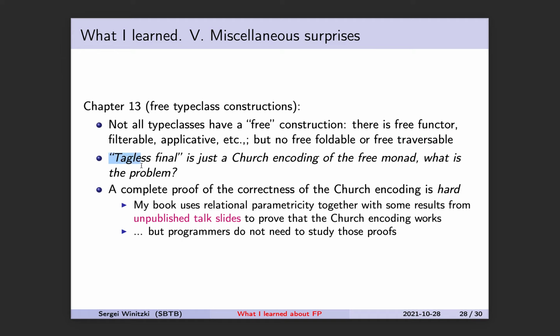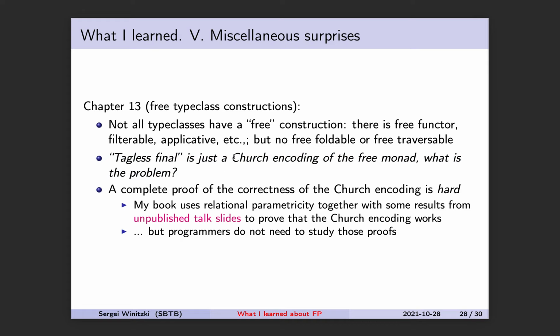So another thing I found is that the so-called tagless final, a design pattern that recently became popular, is equivalent to the free monad. It's just different code that does the same thing in a slightly different way, but it's equivalent. So if you can do something with a free monad, you can also do this with tagless final and vice versa. So a joke that you can do about this is that tagless final is just the church encoding of the free monad. What is the problem?